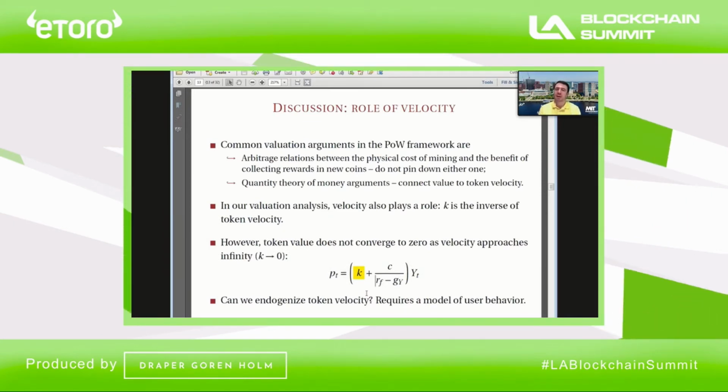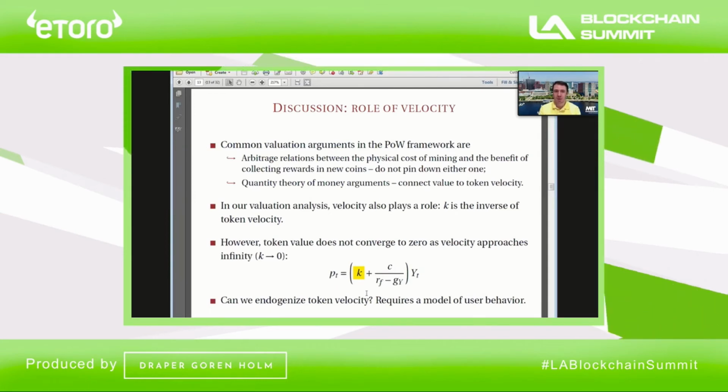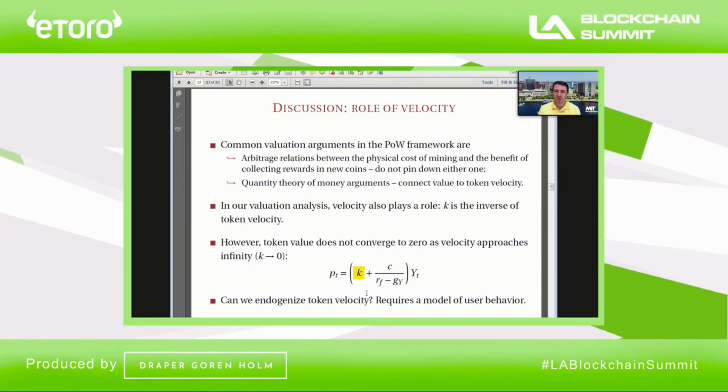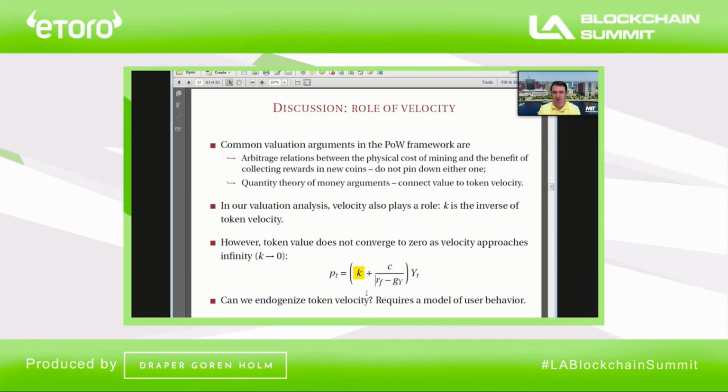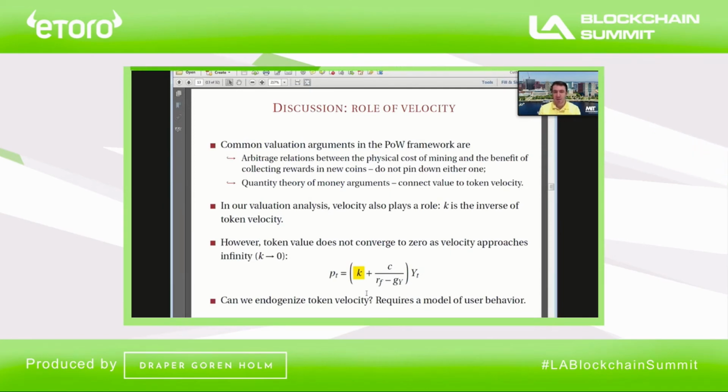Now, let me comment on the role of velocity here. In the context of proof of work, many of the proposed valuation models rely on velocity of money arguments, quantity theory of money, which basically says that if you know the velocity of money, you know the volume of transactions, you can recover the value of the total stock of money. Of course, we don't know the velocity of transactions. That's the bottleneck. And this approach has the downside that if you let velocity of transactions go to infinity, then the value of tokens converges to 0. That's not the case in our setting.